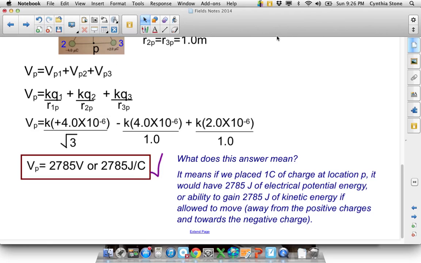That's it for potential. We're going to get into Millikan's oil drop experiment, which is a pretty cool thing, but you'll see.